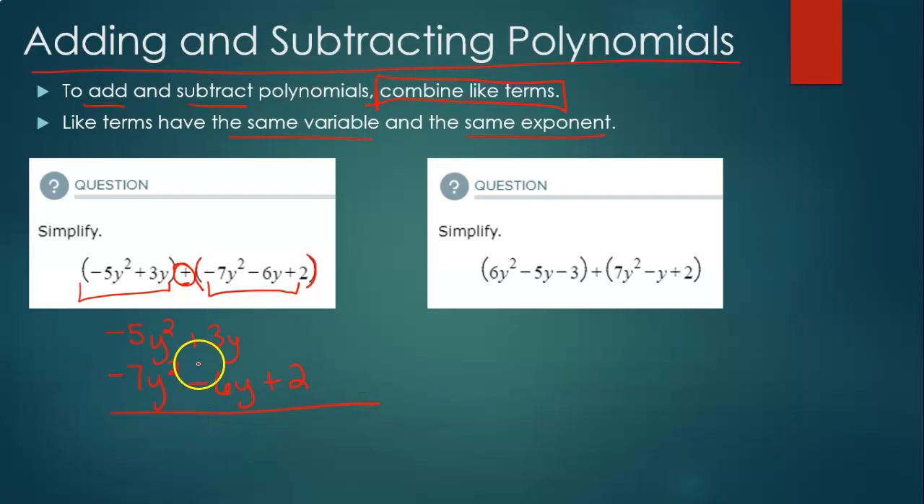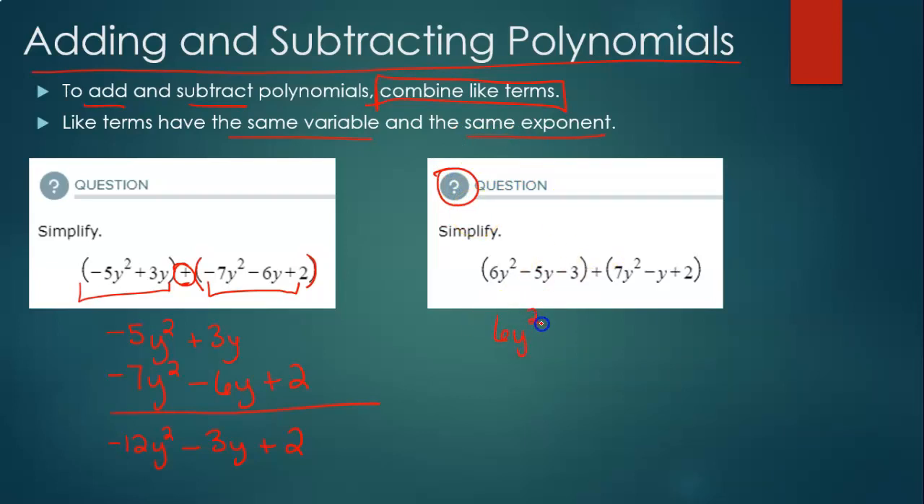Notice that I've got all my like terms lined up now. Negative 5y squared and negative 7y squared, remember we're adding, not multiplying. I don't add the 2's together. This becomes negative 12y squared. I'm adding, not multiplying. 3y plus negative 6y is negative 3y, and then we just bring down the plus 2, and that's it. There are no more like terms, there's no equal sign, so we're done there. You pause the video and try this one on your own.